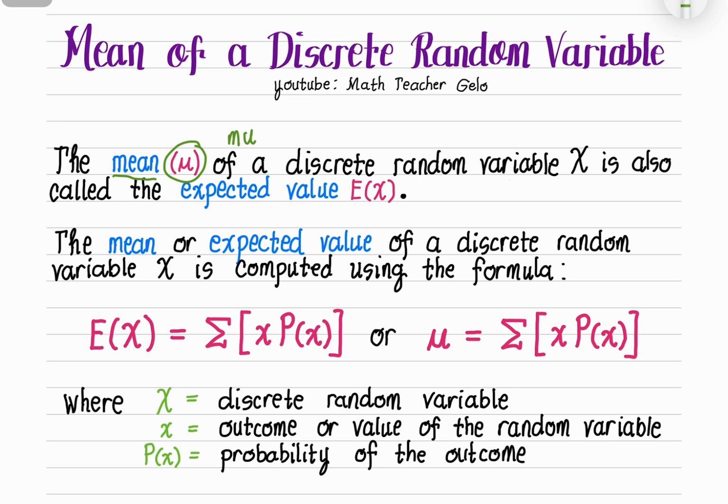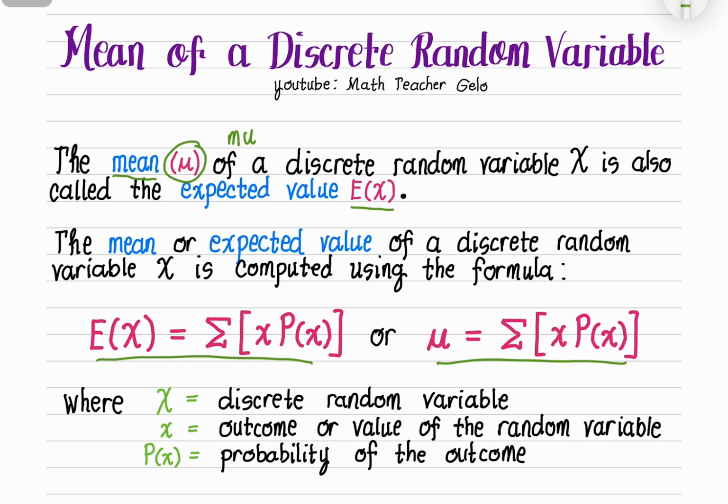Okay, and then the expected value is represented as E of x, which means the expected value, or capital E of capital X. Okay, and don't forget that the mean is considered as a measure of the central location of a random variable. The mean or expected value of a discrete random variable x is computed using the formula below. Okay? So, pwedeng itong formula or pwedeng ito ang gamitin natin. So, either of the two.